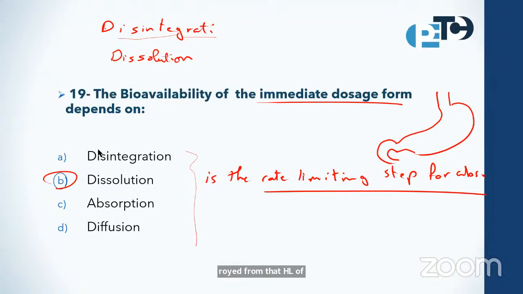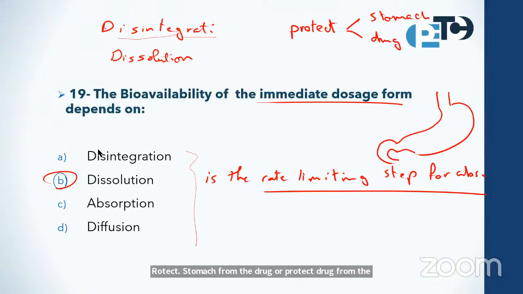So the enteric coat is either to protect the stomach from the drug or to protect the drug from the stomach. This is the purpose of the enteric coating. So we need the enteric coated tablet to pass the stomach without disintegration, then start the disintegration in alkaline medium or less acidic medium in the duodenum. Then after this disintegration, the dissolution should take place in order for absorption. Is it clear? Yes, sir.